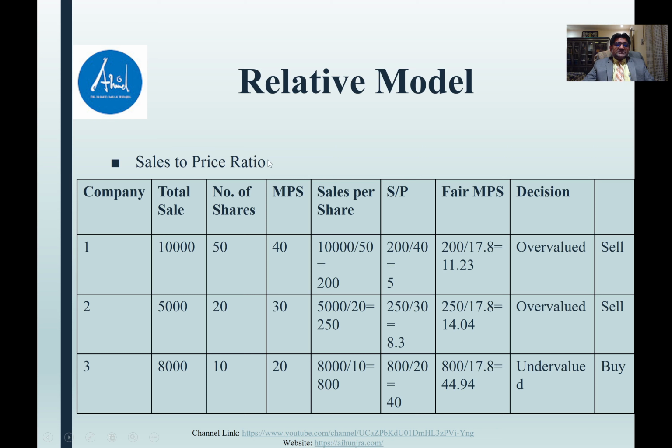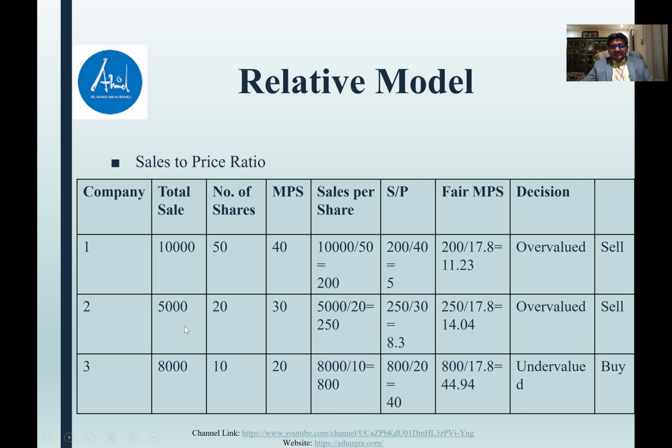What approach are we using? Sales to price ratio. Do we have market price per share? Do we have sales per share? So from the sales per share, we can find the sales to price ratio. What is sales per share? 200. Market price per share? 40. The overall answer is the sales to price ratio is 5.